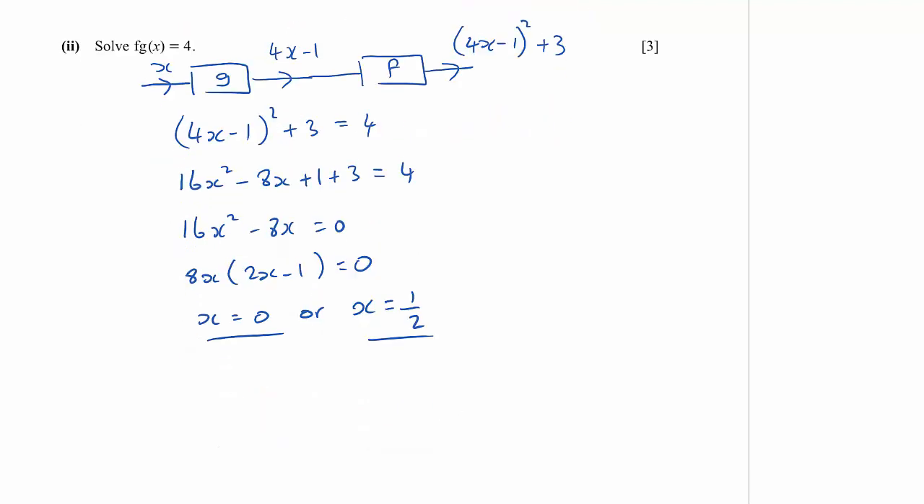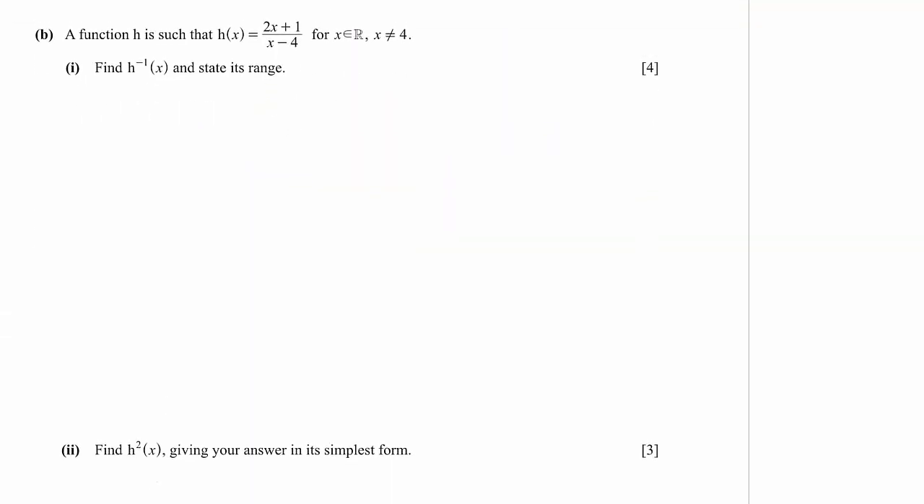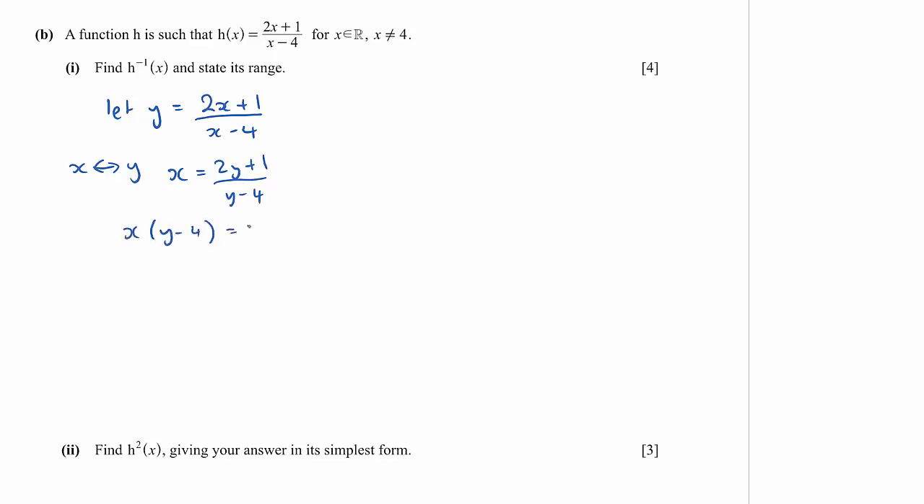Okay, continuing. We've now got a function h, which is defined as shown here. We want to find the inverse function. So let y be equal to 2x plus 1 over x minus 4, and then interchange x and y. So x is going to be 2y plus 1 over y take away 4. So x times y minus 4 equals 2y plus 1.